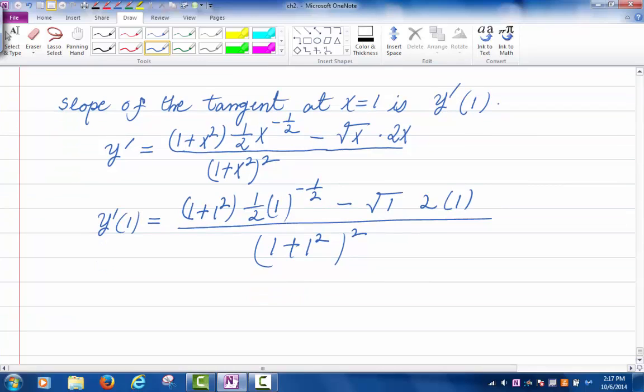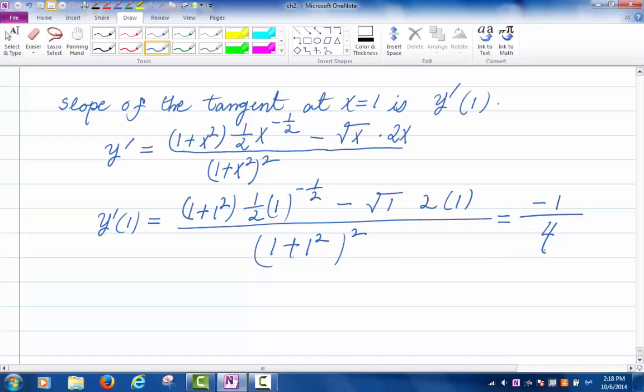First of all, you get a 2 from here. That 2 will cancel out the half. And then 1 to the negative half is what? 1. This guy is 1, this guy is 2, so you have 1 minus what? 1 minus 2. So altogether, you are getting minus 1 here. And in the denominator, you get 2 squared, which is 4. Okay? So that's the slope then.